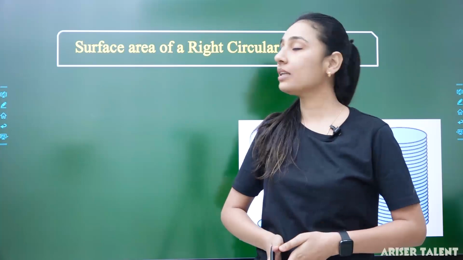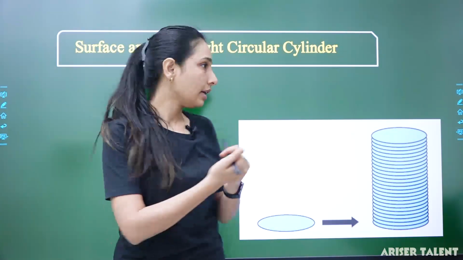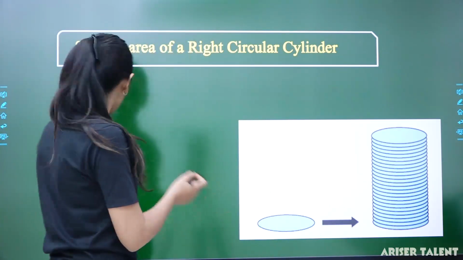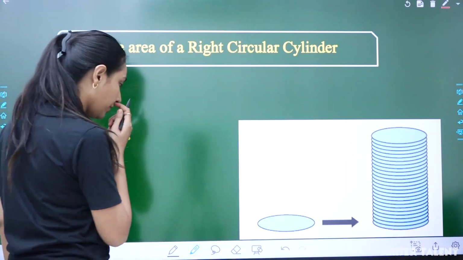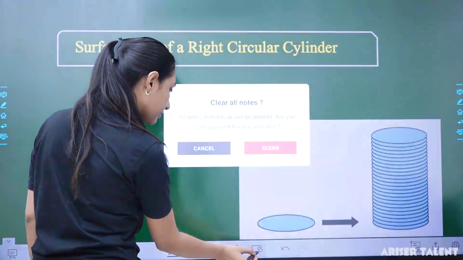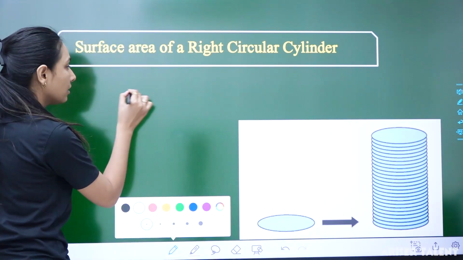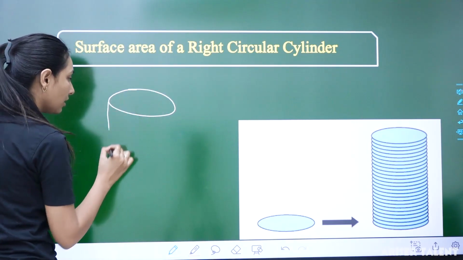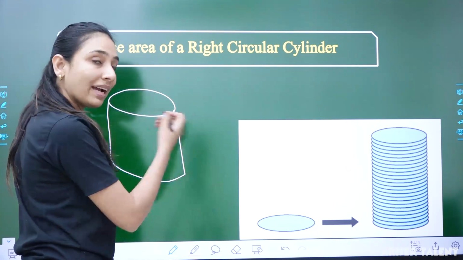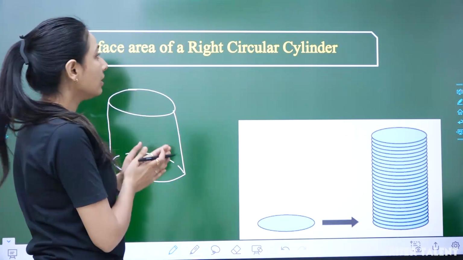Today we are going to start this topic, surface area of a right circular cylinder. First, have a look at the proper diagram of a right circular cylinder. If we draw the diagram in the copy, it will look something like that. And if you draw the back side of it, it will be something like that. So this is a right circular cylinder.